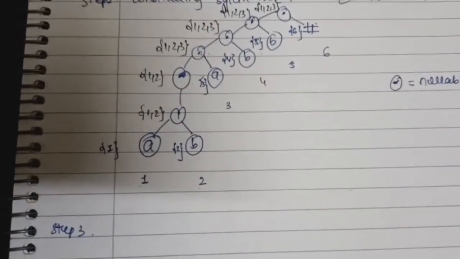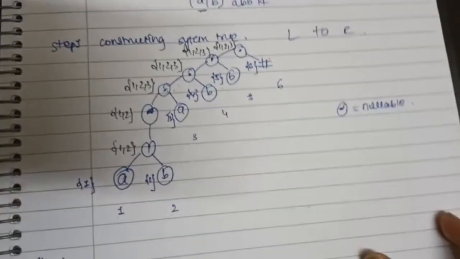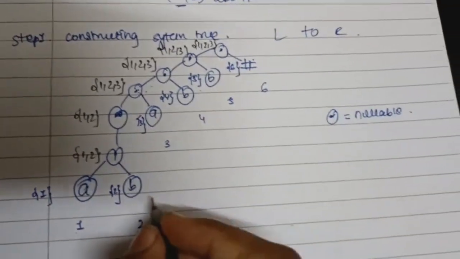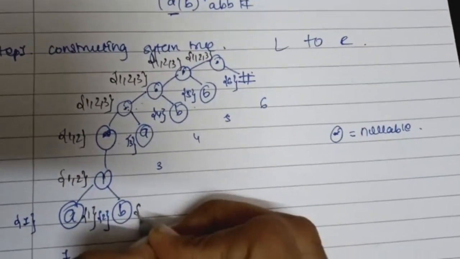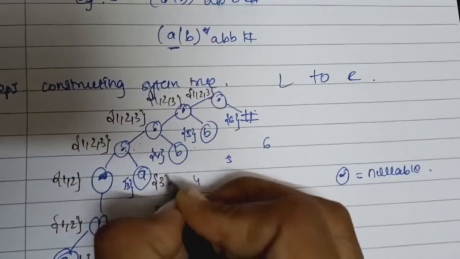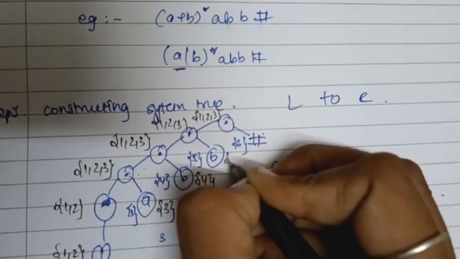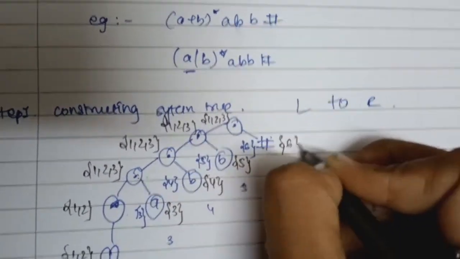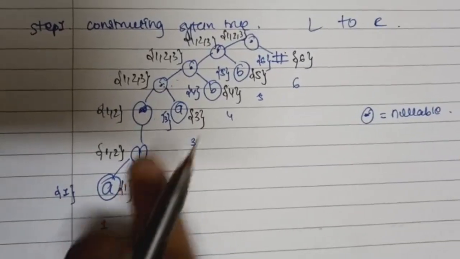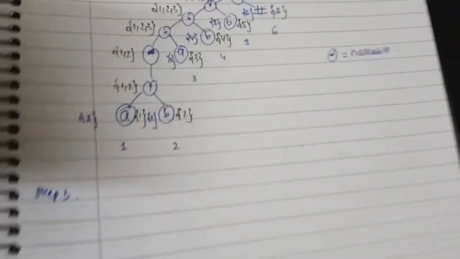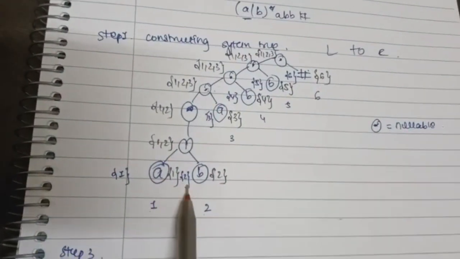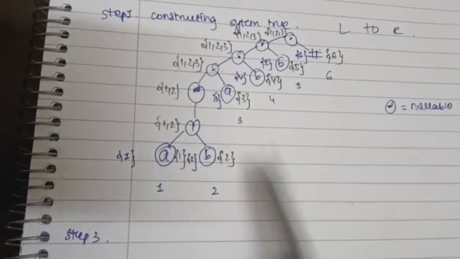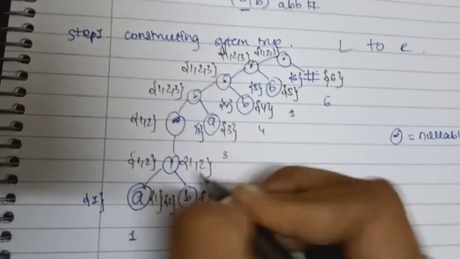Now go to the next step, calculating the last position. How will we calculate the last position of the operands? It will be the same: 1, 2, and here 3, 4, 5 and 6. Now let's calculate for the operators. The rules for the operators remain the same, that is last position of C1 union last position of C2 for this one. The last position of C1 is 1 and the last position of C2 is 2, so 1 union 2 is 1, 2.